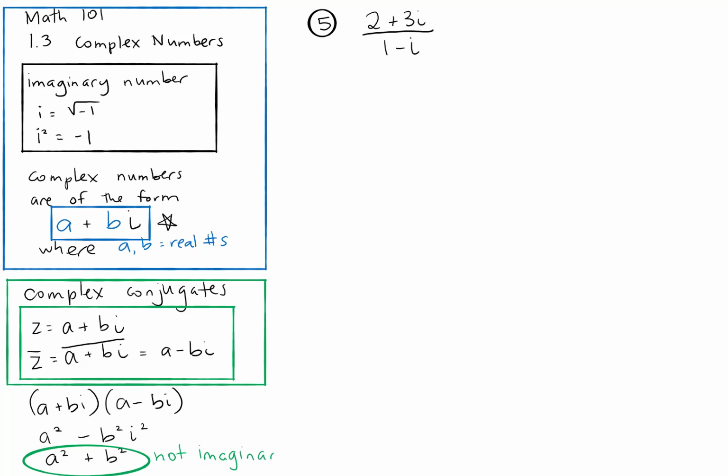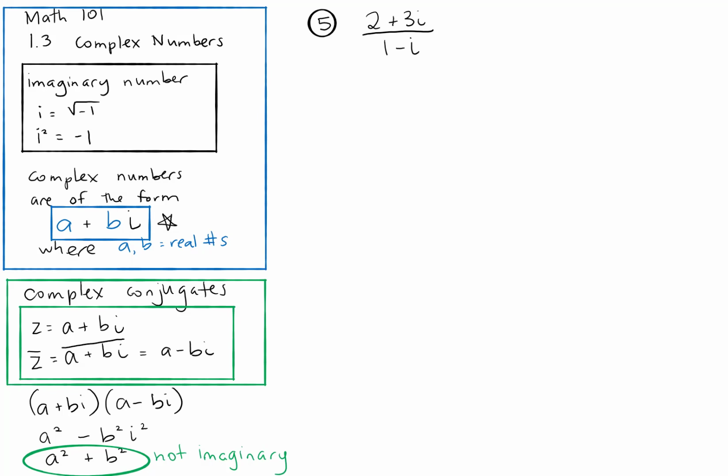It no longer has an imaginary component, so now it's a strictly real number. And so when you take a complex number and multiply it by its complex conjugate, you can get a real number as a result.